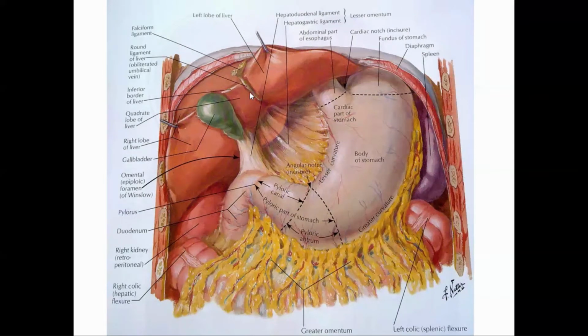Falciform ligament. So in between, here it is the quadrate lobe of the liver related with the pyloric orifice of the stomach, and posteriorly it is related with the neck of the pancreas. Clear? Okay. Now it has two curvatures, lesser curvature and the greater curvature.